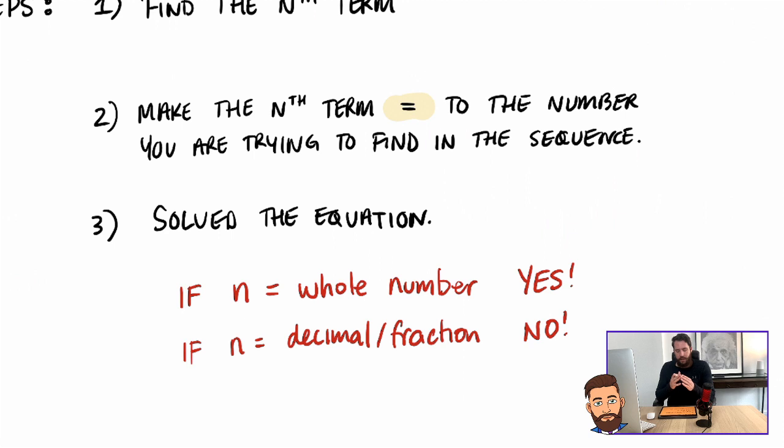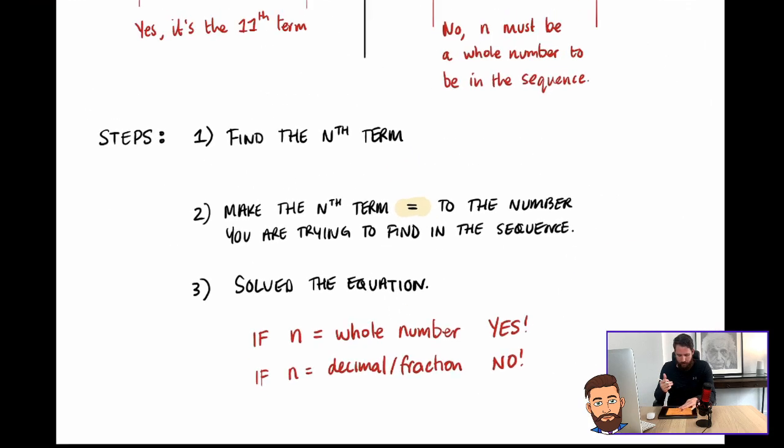So that's your last step. Once you've solved it, you'll have an n equals. You'll say n equals 10, yes, it is in the sequence, it's the 10th term. If it said n equals 5.5, no, it's not in the sequence. n must be a whole number for a number to be in the sequence. Because remember, n is the term.